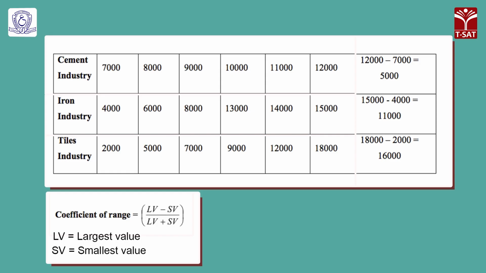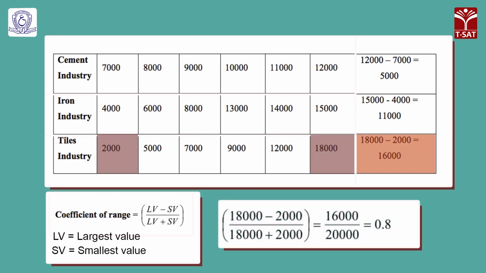So, let us see how to calculate the coefficient of range in the tiles industry. In the tiles industry, the highest value is 18,000 and the smallest value is 2,000. So, coefficient of range is equal to (LV minus SV) divided by (LV plus SV), which is equal to (18,000 minus 2,000) divided by (18,000 plus 2,000), which is equal to 16,000 divided by 20,000, which is equal to 0.8. 0.8 is the coefficient of range.